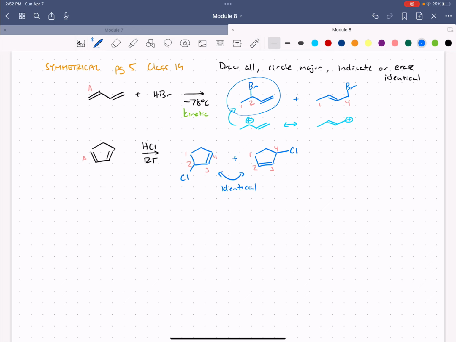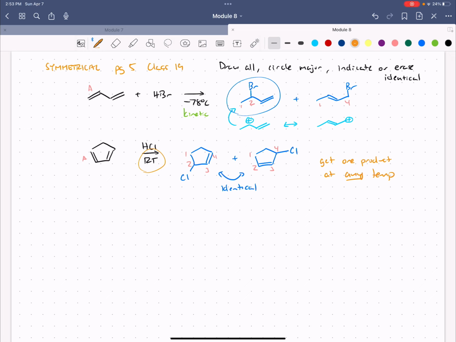And I did give a temperature, room temperature, but it doesn't matter. Room temperature would tell me the thermodynamic, but they're both the same product. What I say here is put identical. Okay, so this is a good enough answer for full credit, but the consequence is this. You get one product at any temperature, because the 1,2 and the 1,4 are identical.